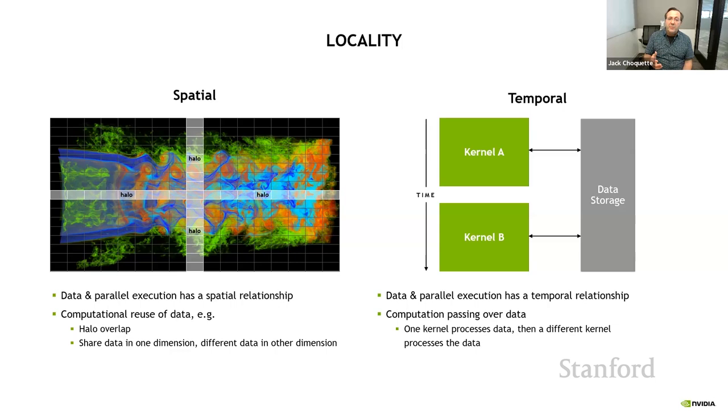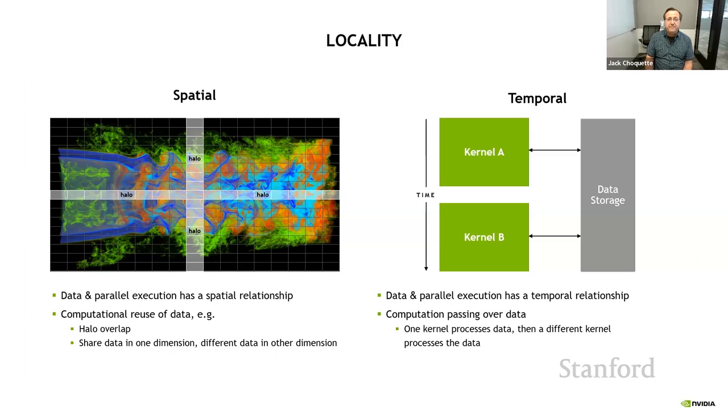A computation operates not only on the data that's in its rectilinear tile, but also shares data with the computations operating on adjacent tiles. Another example of spatial sharing is where one dimension has to be combined with data in a different dimension, which is not shown in the figure, but is also a common pattern. With temporal locality, data and parallel execution have a temporal relationship, which can be thought of as compute passing over the data. Data stays in one location and compute passes over it. In the example shown in the figure, first one kernel processes the data in memory, and then another kernel processes the data in memory.